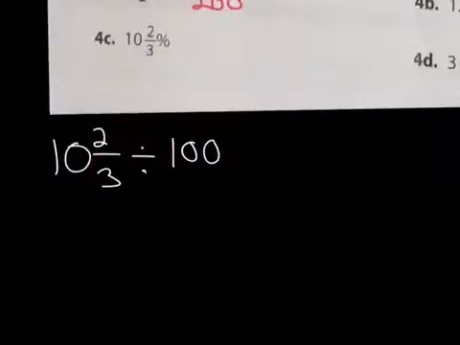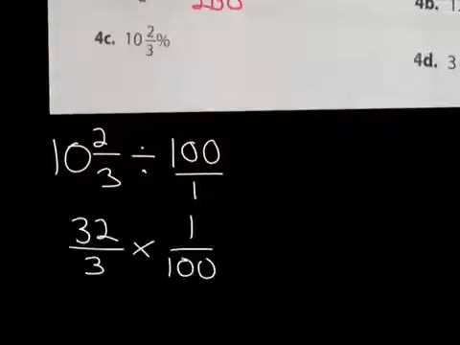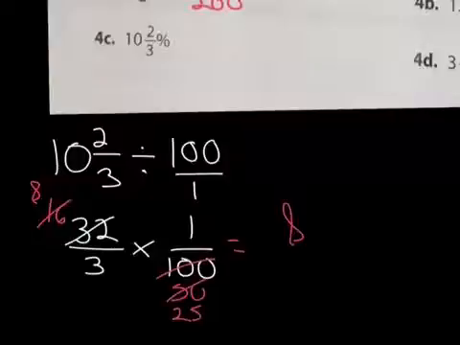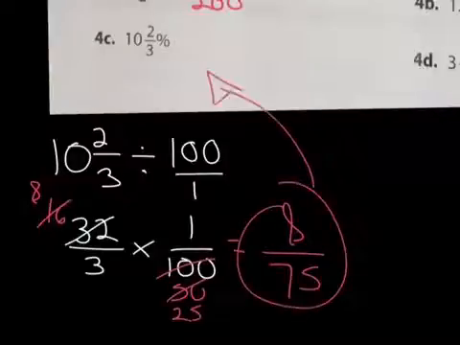Okay, now we have 10 2/3 divided by 100, 100 over 1, and now I converted the mixed number into an improper fraction and found the reciprocal, and I can cross-reference. And I see here that I have even numbers where I can cut this down to 16 and this down to 50, and I can do it again down to 8 and again down to 25, right? So now I have 8 times 1 equals 8, and 3 times 25 equals 75. And there's my answer.